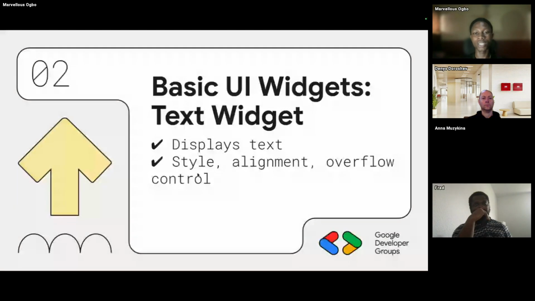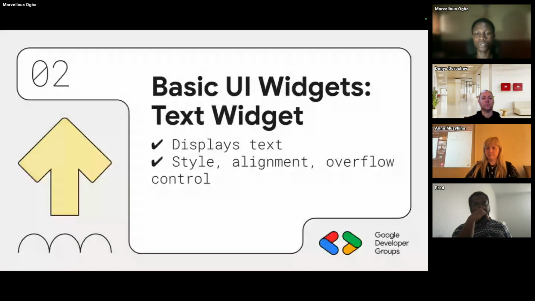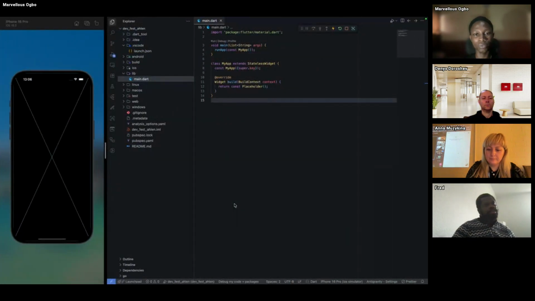So now we'll be looking at the basic UI widgets. The first widget we'll be talking about is text: the style, the alignment, and overflow. So if you permit me, we'll come to our code editor.